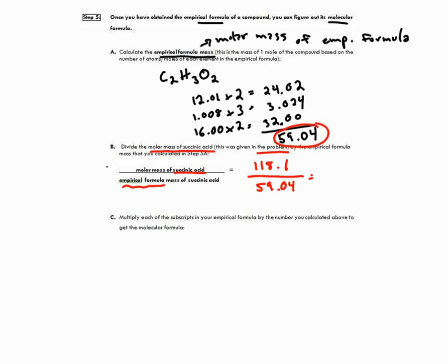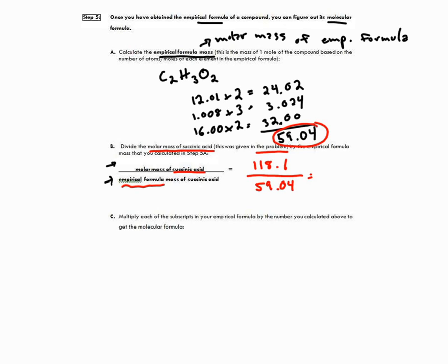I want you to notice something important. Whenever you do this dividing step, the number on the top should never be smaller than the number on the bottom. It should either be bigger or the same size, but it should never be smaller. If it's smaller, you probably put the wrong one on the top or something has gone terribly wrong. When I divide those two, I get a number that's really close to 2. I'm just going to call it 2.